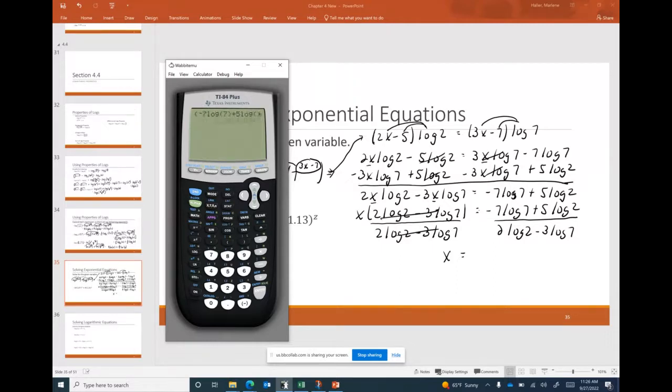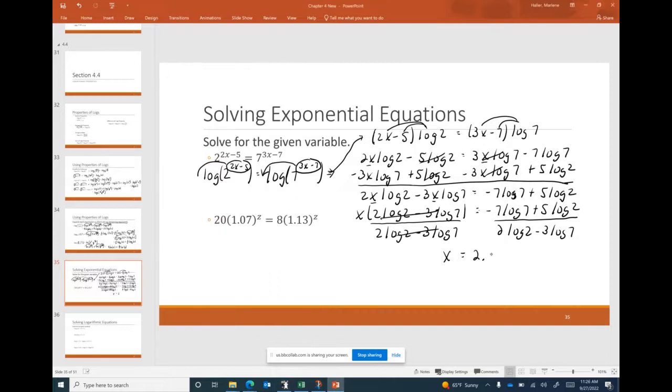All right, and let's see what that is. Looks like that value is approximately 2.2814. We'll round it to 2 decimals.